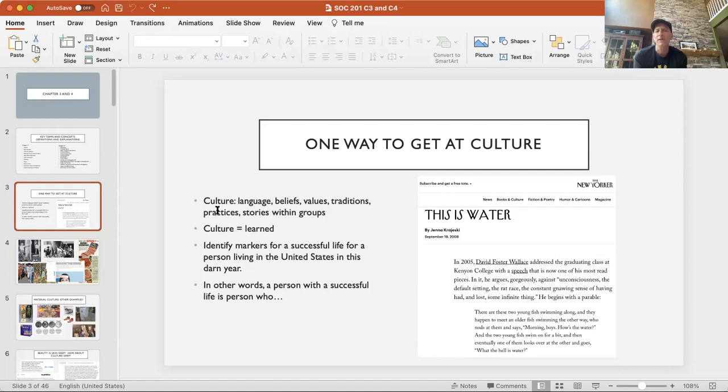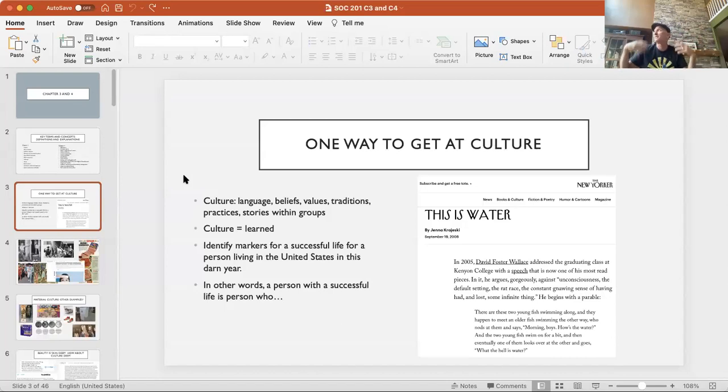One example I put here is, if you think about the markers for a successful life for someone living in the United States in this year, how do we think about success, right? How do we define that? There's a cultural component to that. There's a gendered component to that. How males and females respond to that may be different. That may be shaped by class position, how individuals respond to what is a successful life.